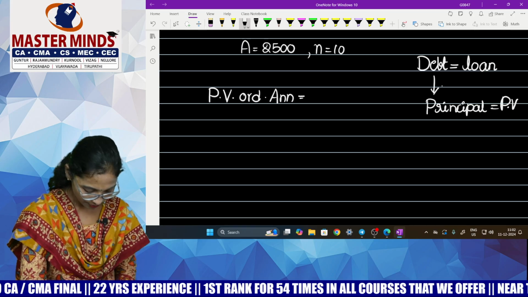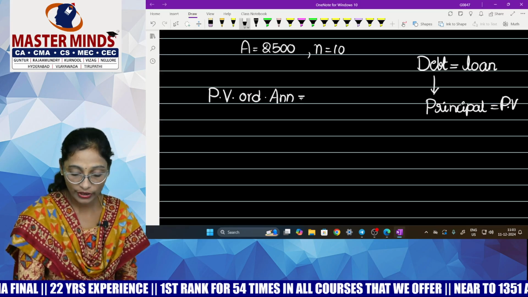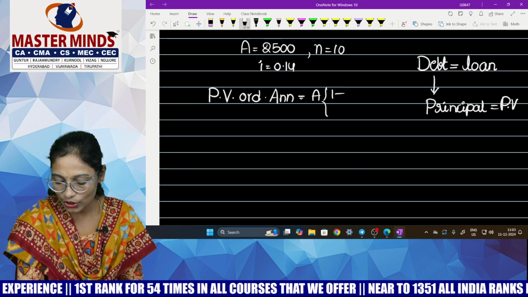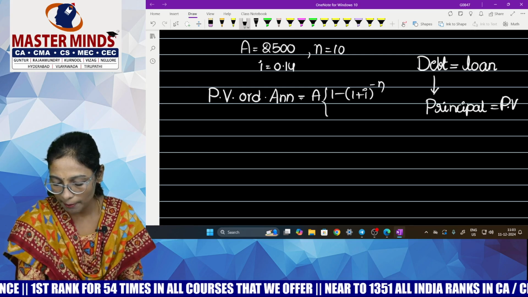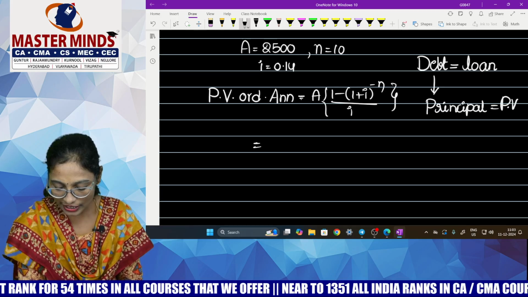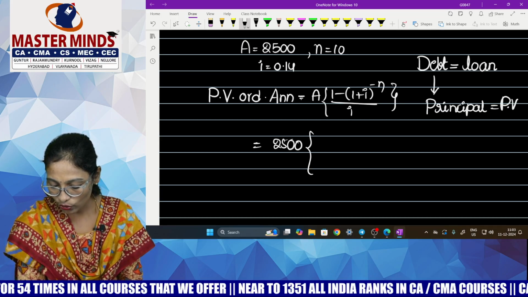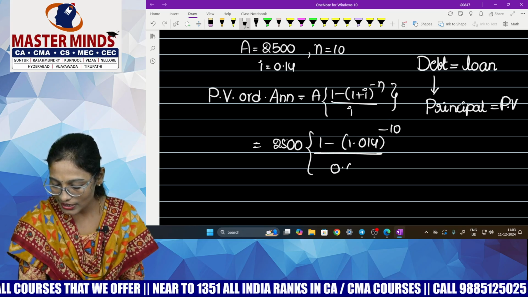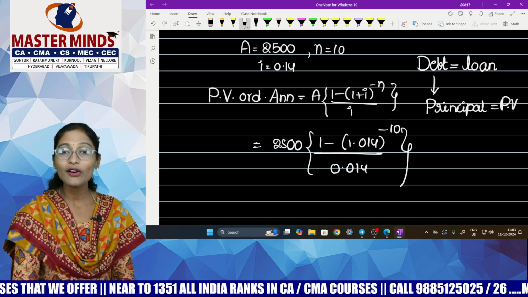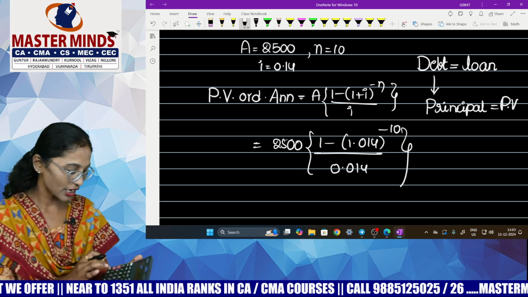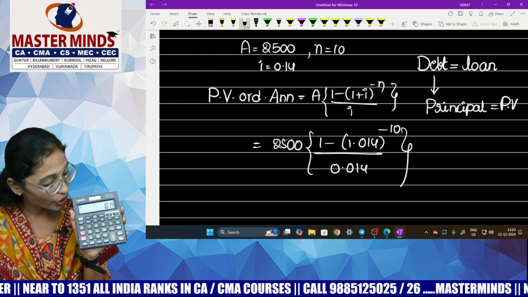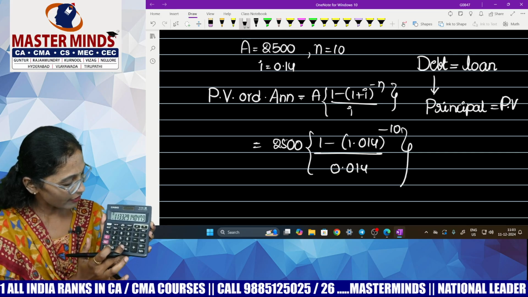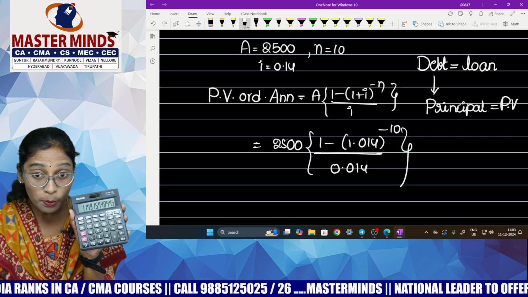So rate of interest, let's see the question. 14% compounded annually, I equals 0.14. So present value of ordinary annuity is A into 1 minus 1 plus I whole power minus n by I. Let's go for substitution. A is 2,500 into 1 minus 1.014 whole power minus 10 by 0.014. Take your calculator. Enter 1.014 in your calculator. 1.014 whole to the power how much? 10, no? Do that. 10 means till 11 steps. You got it, no? But you need whole power plus 10 or minus 10.